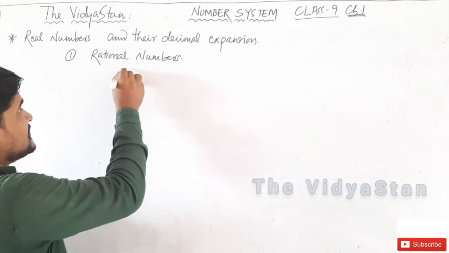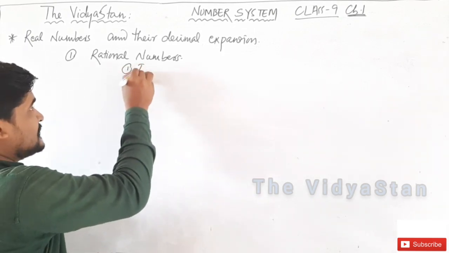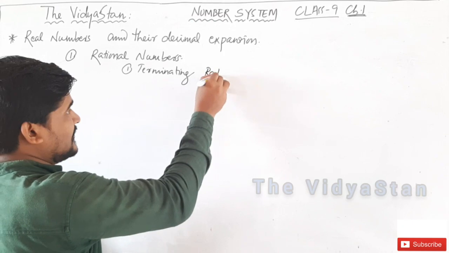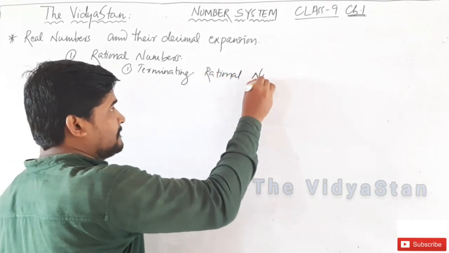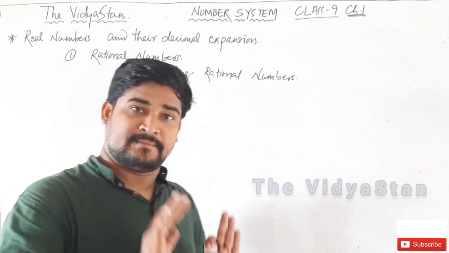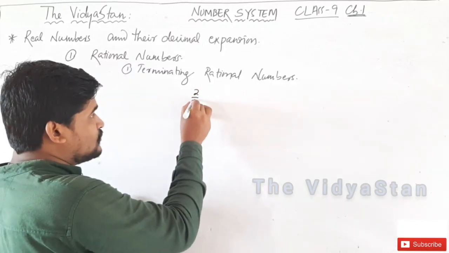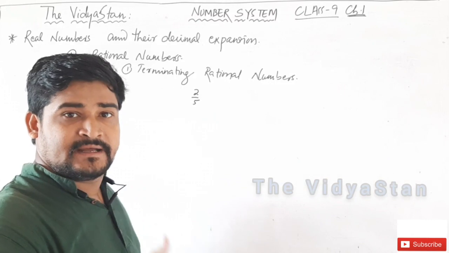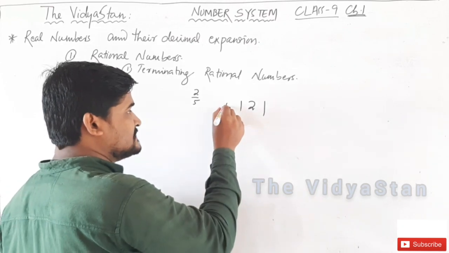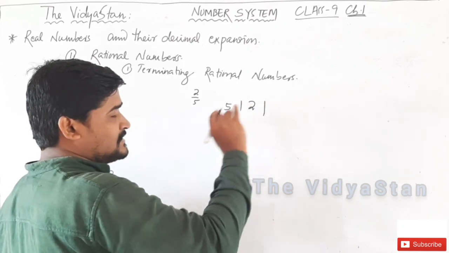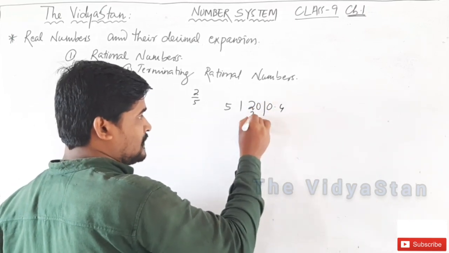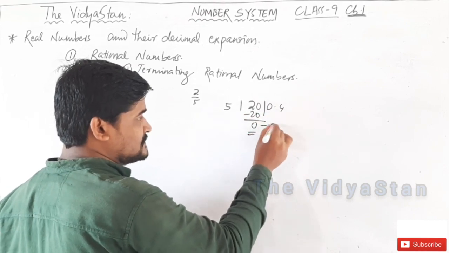So students, rational numbers are of two types. One is terminating rational numbers. Suppose we have a number 2 by 5. Let's divide 2 by 5. So here the dividend is 2 and the divisor is 5, and we will represent it in decimal expansion. So this is 0 point and this is 4, and we will get remainder 0.